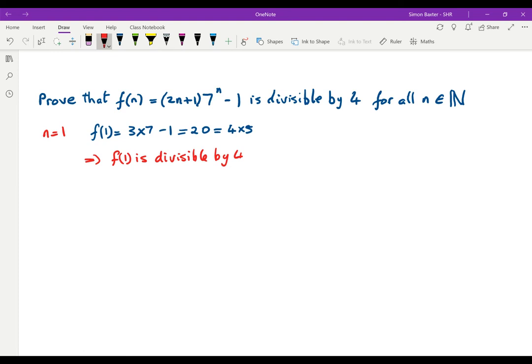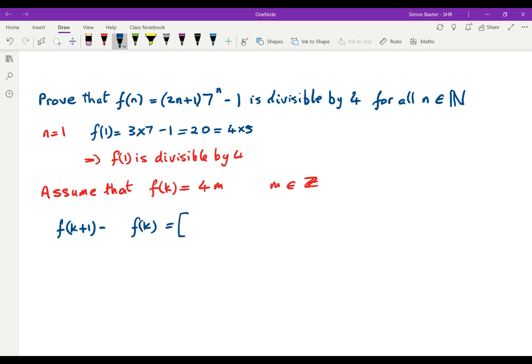Carry on. We have to make our induction assumption. We assume that there is some number k, so that f(k) is divisible by 4, is equal to 4 times m, where m is some integer. Carrying on again, as we've done before, let's look at f of k plus 1, minus, and we leave a little space, f of k.